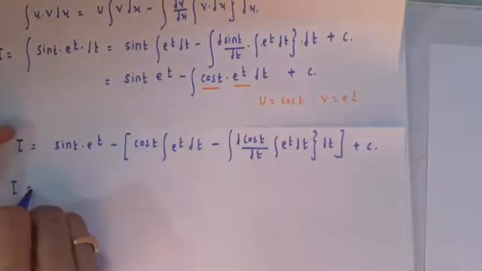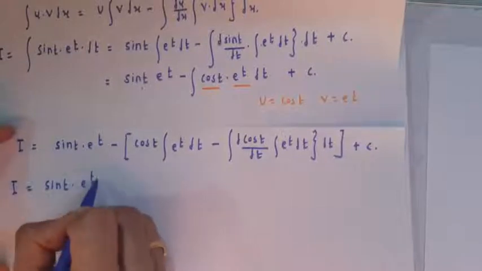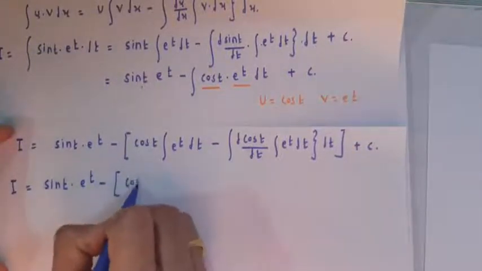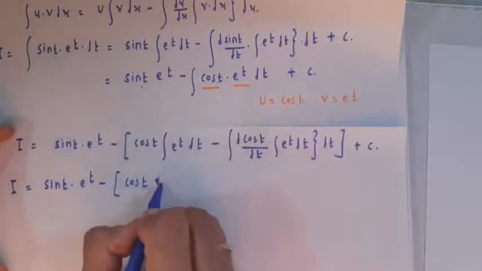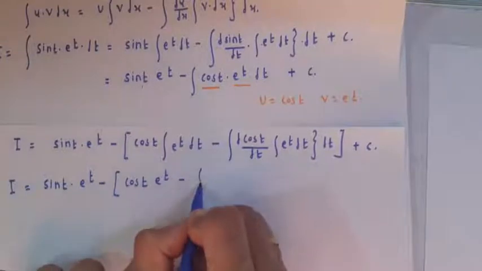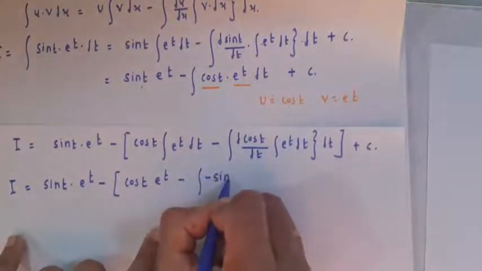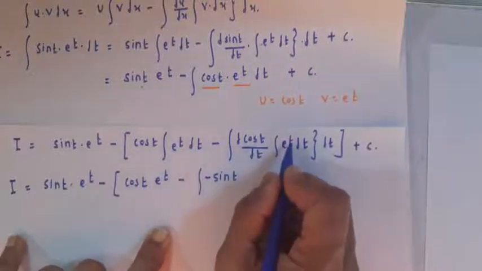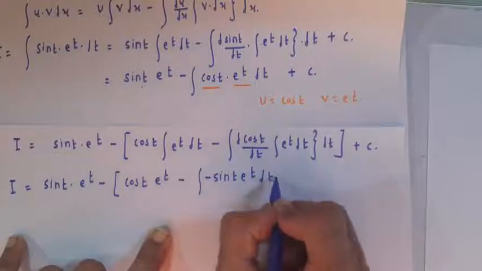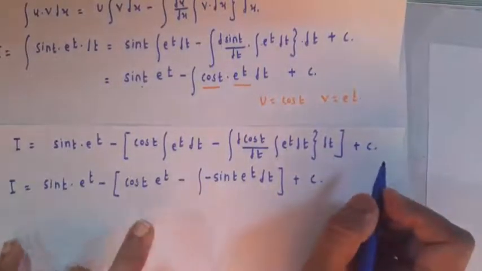Now integration I equal to sine of t into e raised to t minus cos of t into e raised to t minus differentiation of cos of t is minus sine of t into integration of e raised to t is e raised to t, and whole integration with respect to t plus constant of integration c.